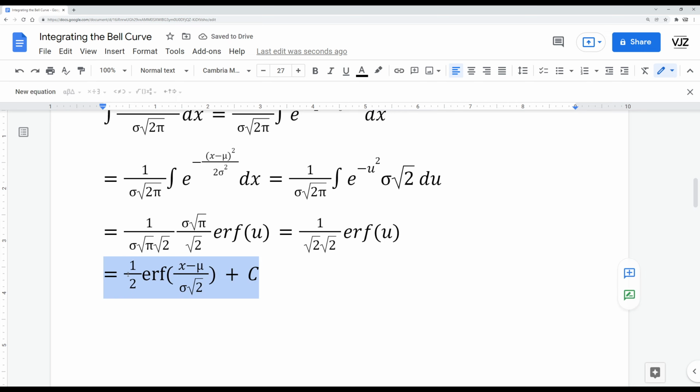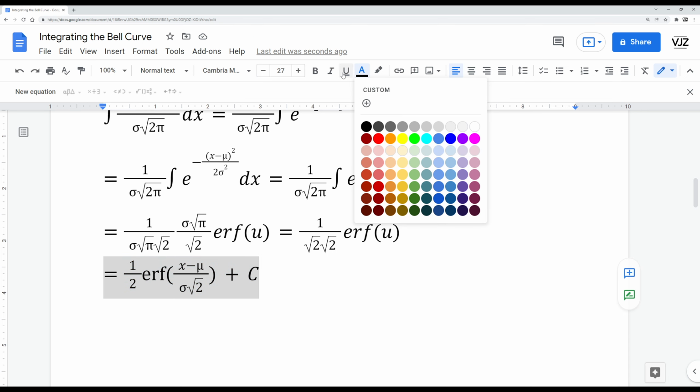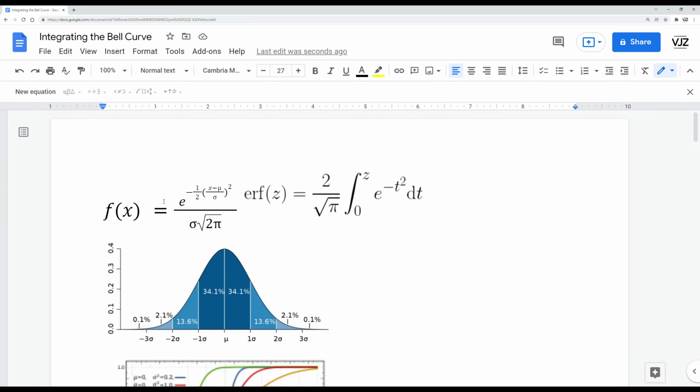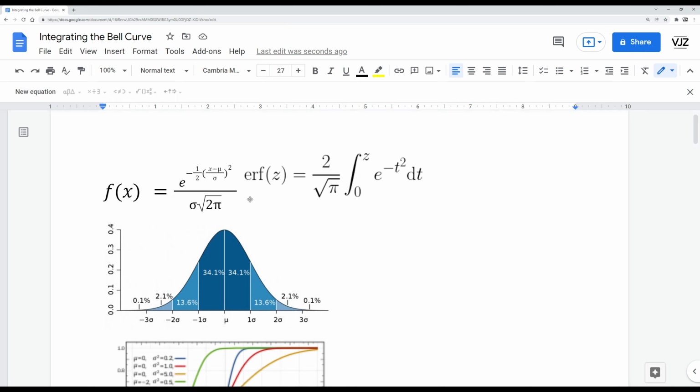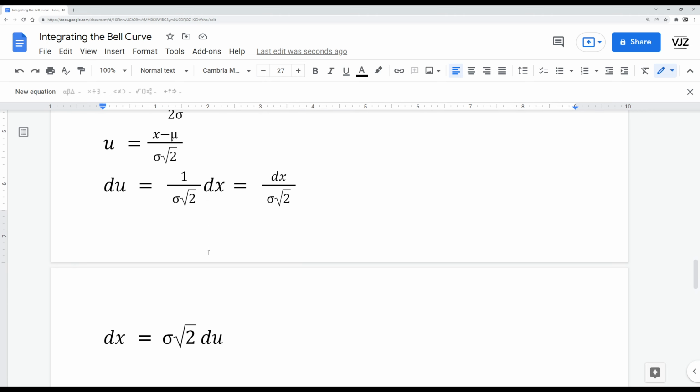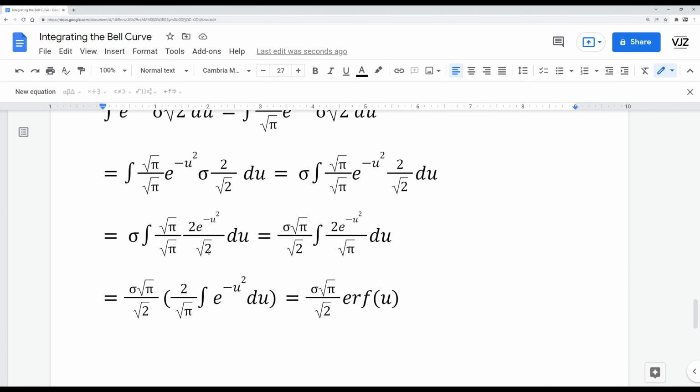And let's see if we can highlight this. Actually, no, I don't want to. And we are done. That is, in fact, the antiderivative of this function right here. Man, that was a heck of a journey. I don't even know what to say.